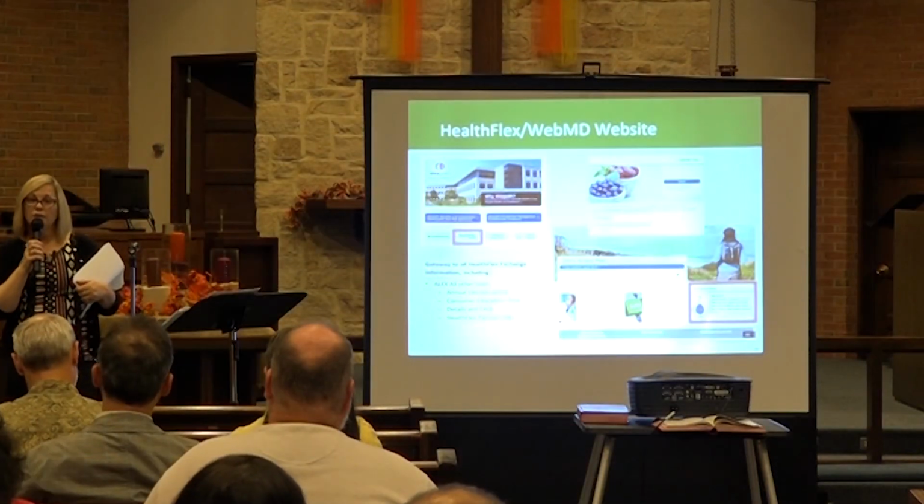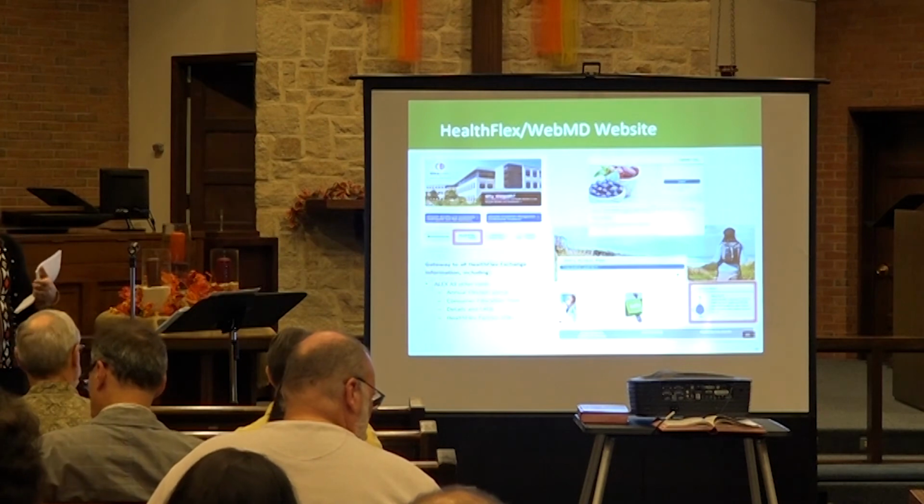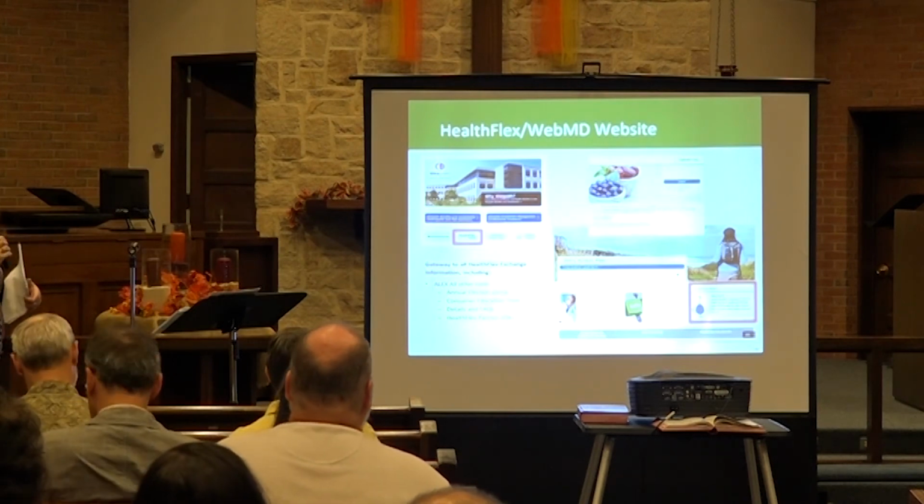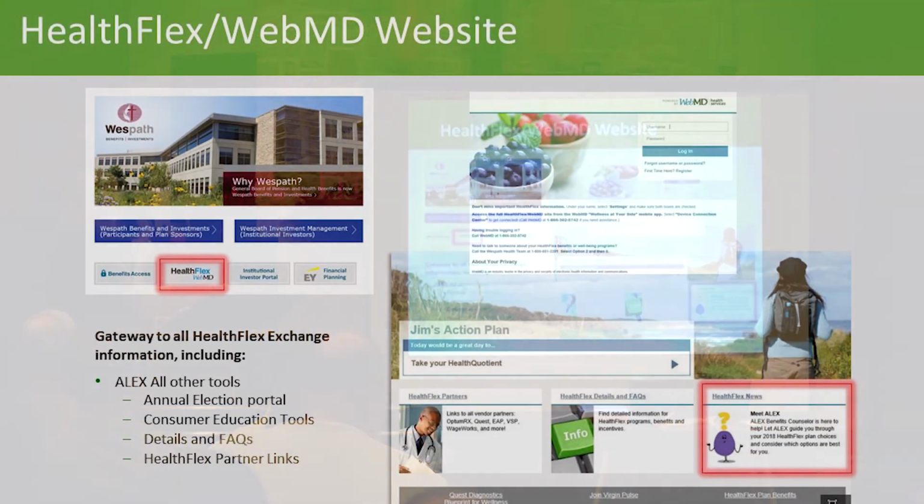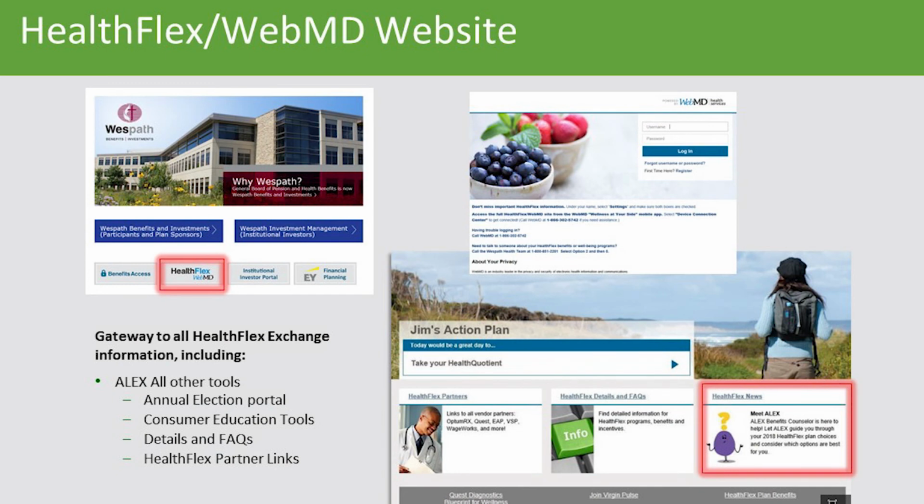So you go to your HealthFlex WebMD account, you log on to westpath.org, go to the HealthFlex WebMD button and log on. If you've never logged on before, you can register. If you don't know how to register, well, on the video, they showed you the best phone number that you can call at WestPath. And that number is 1-800-851-2201.